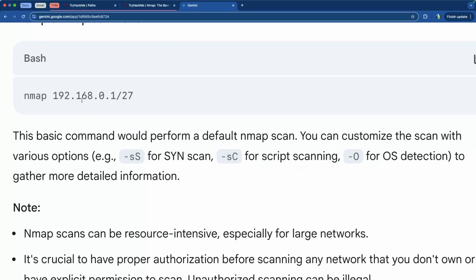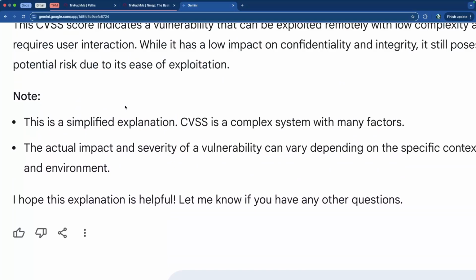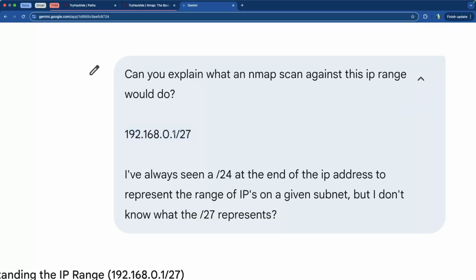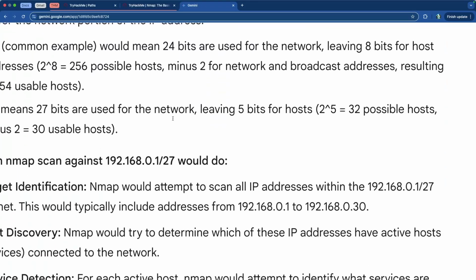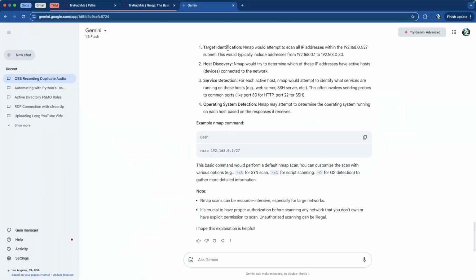So it glossed over the portion where I did -sn for the most part. Did I do -sn? I thought I did. Let me see. Oh, I didn't. I just said that would be the thing. So we're doing an -sL scan. I didn't tell it about that.